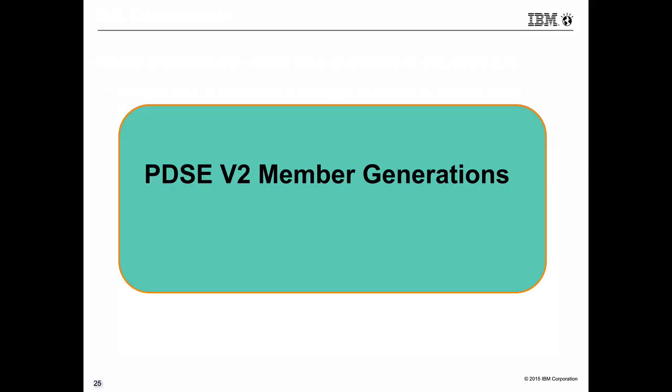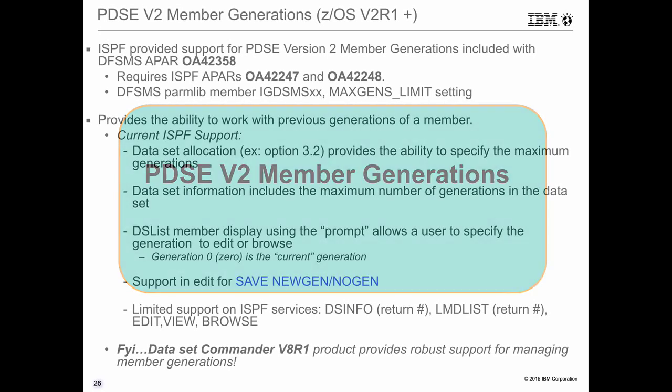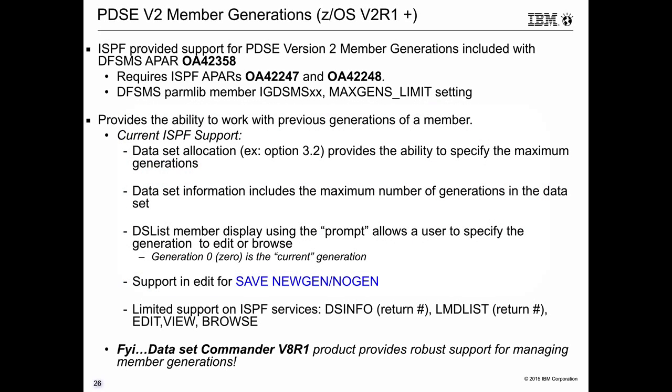Okay, let's move into PDSE version 2 member generation support. So PDSE version 2 member generation support was added via APAR by DFSMS shortly after V2R1 shipped. So there's an APAR number at the top of your screen. It's a DFSMS APAR that provides it. There were also a couple of APARs required for the support for that in ISPF. From a DFSMS perspective, there is some configuration you do, including setting a max gens limit, which is the maximum number of generations you want your installation to support.